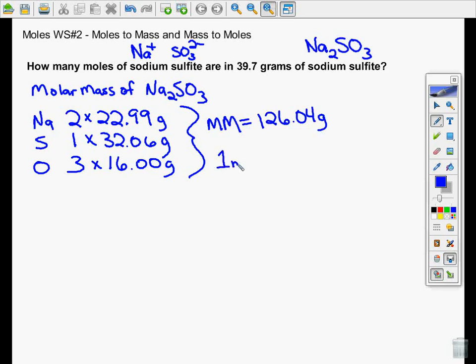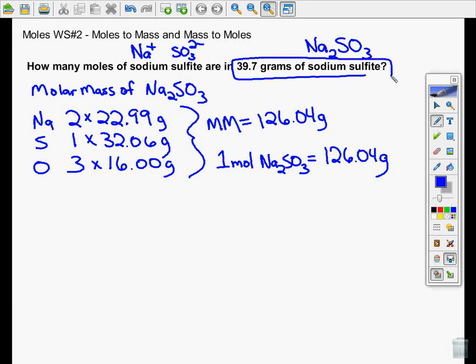What I really have here is that 1 mole of Na2SO3 is equal to 126.04 grams. Once I write out this equivalence, I can use this as a conversion fraction, right? So as in all problems, we always start with what we know. And what we know is this, that we have 39.7 grams of Na2SO3, the sodium sulfite.